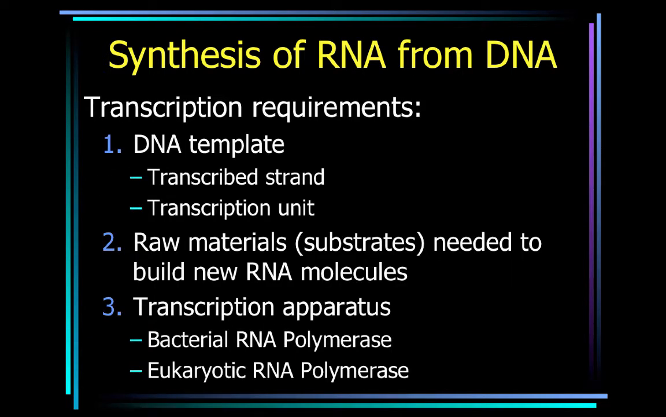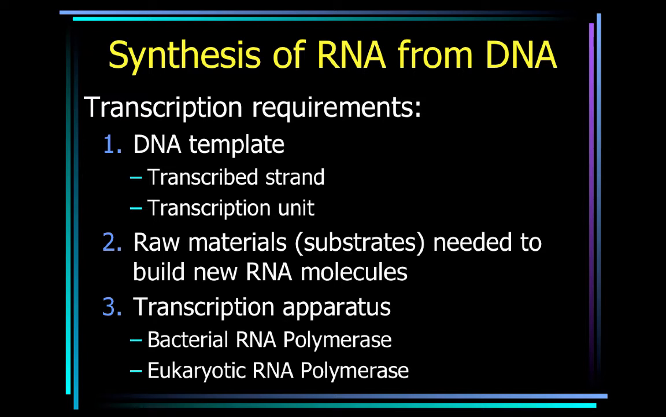So there are three major requirements when we're synthesizing RNA from DNA. First of all, you need a DNA template to serve as the roadmap. That's going to be the transcribed strand, and within that DNA template resides a transcription unit that has several subcategories, which we'll talk about in just a minute.